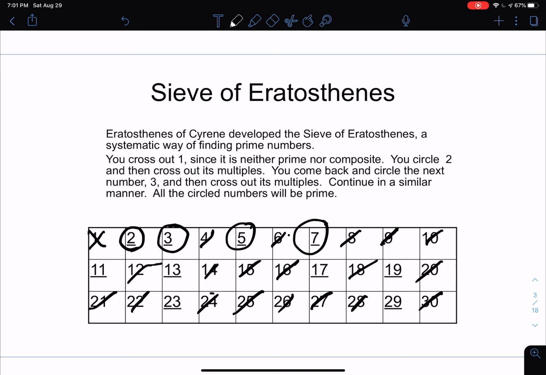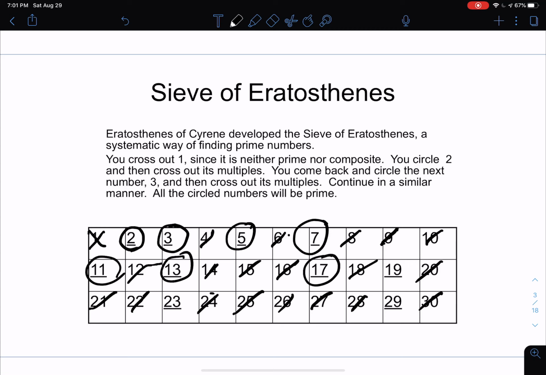The very next number available is 11. 11 times 2 is 22, already crossed out. 11 times 3 is 33, which is off our chart. So we'll stop there. The very next number available is 13. 13 times 2 is 26, already crossed out. 13 times 3 is 39, off the chart. If you'd had a bigger chart, you'd still be crossing out multiples of 13 and so on.